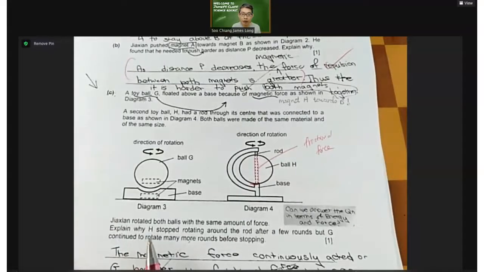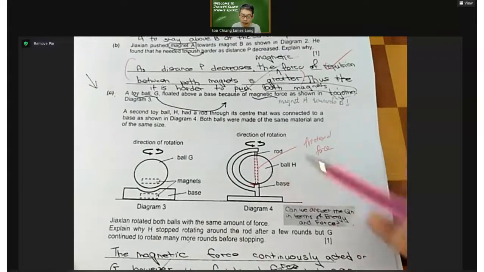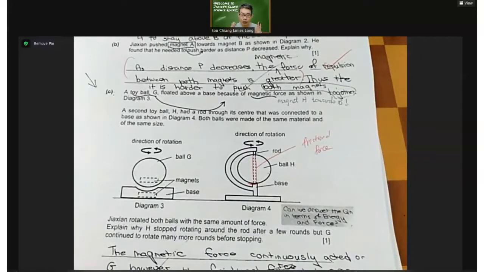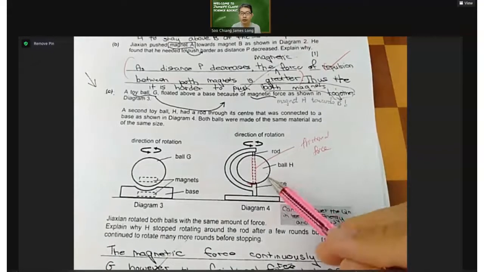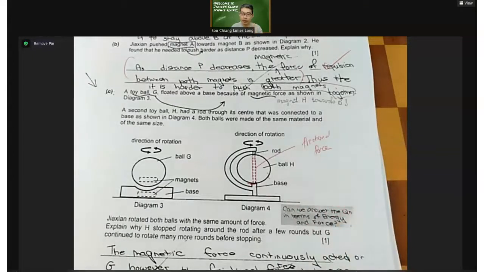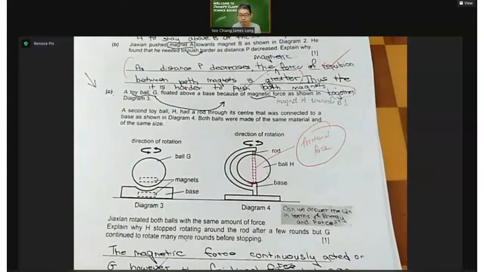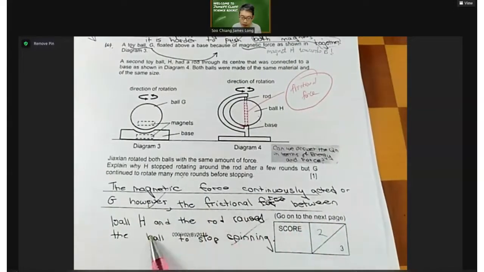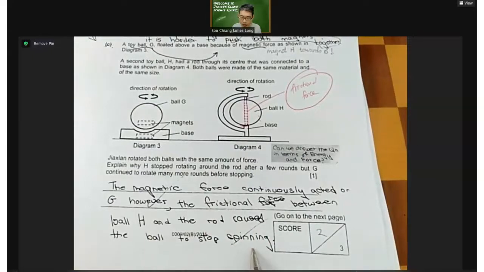So he rotated both balls with the same amount of force, but H will stop rotating earlier. So it should be answered in terms of force. As I mentioned, the same amount of force was used to spin these two. Why does this one stop spinning earlier? Well, a pushing force was used to spin this. Pushing force makes this thing move forward. So what will slow down and stop something? It is frictional force. So the frictional force between H and the rod caused it to stop spinning.